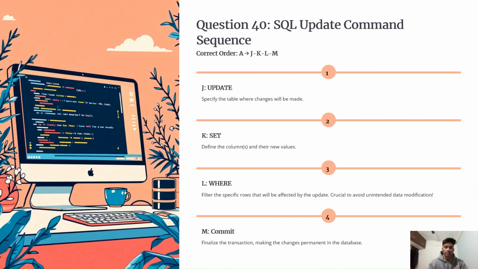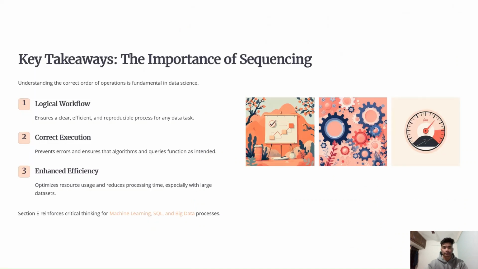So let's talk about the key takeaways now. To summarize section E, sequencing is essential for problem solving in data science. Every algorithm or workflow has a logical step by step order. Understanding these sequences ensures correct implementation, fewer errors, and better efficiency. These steps represent real world pipelines used in ML, big data, SQL, and probability analysis. Mastering sequences means you understand not just what to do, but when to do it.